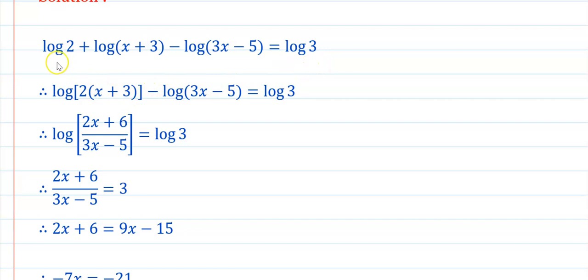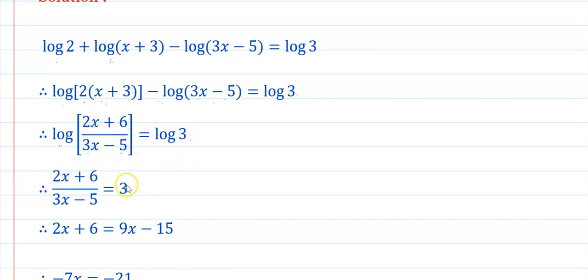Now see this here. Between these two there is addition. Therefore, we will apply the product rule here. That is the log of 2 into x plus 3 minus log of 3x minus 5 is equals to log 3. Again between these two the sign is minus, so it will be division. That is the log of 2x plus 6 upon 3x minus 5 is equals to log 3.